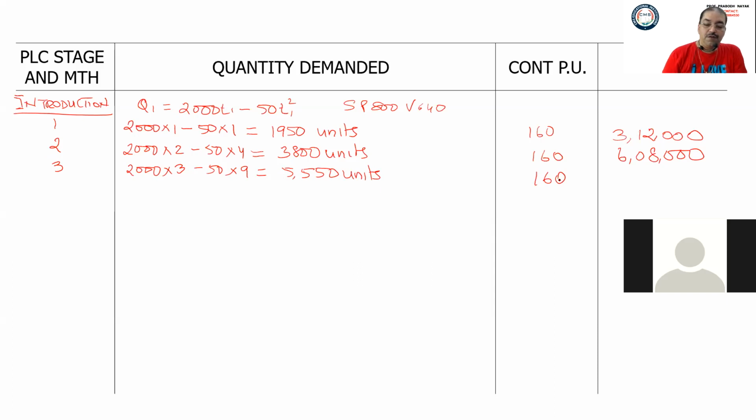Contribution remains 160. Multiply. 8,88,000.